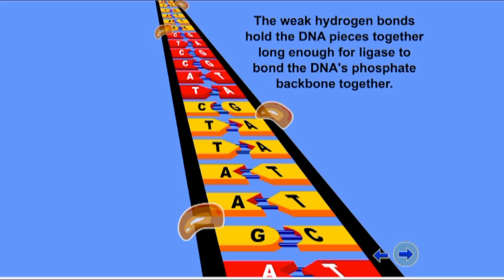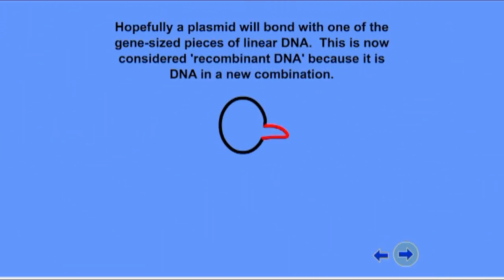The weak hydrogen bonds hold the DNA pieces together long enough for ligase to bond the DNA phosphate backbone together. So here the newly added enzyme, ligase, bonds the DNA's phosphate backbone together. Hopefully, a plasmid will bind with one of the gene size pieces of linear DNA. This is now considered recombinant DNA because it is DNA in a new combination. So, earlier we had the DNA and here we have added a piece of newly added DNA, which is also called recombinant DNA.